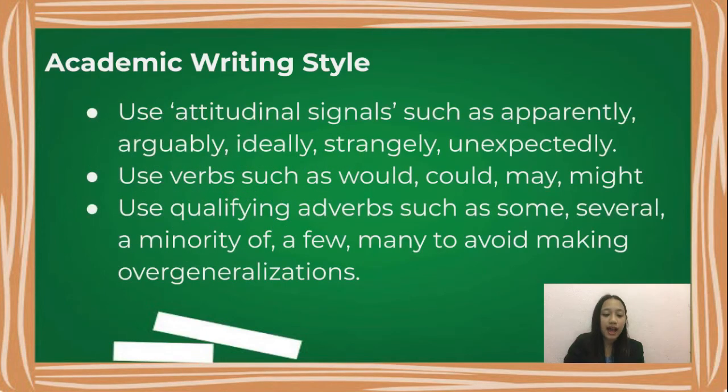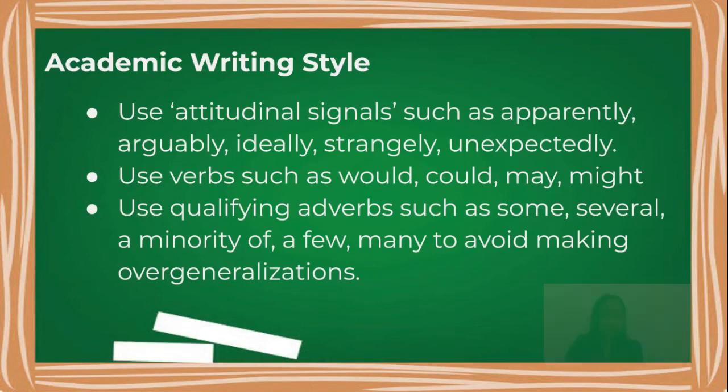Next, use attitudinal signals such as apparently, arguably, ideally, strangely, unexpectedly. So, using these hedging devices would actually hint your attitude towards your reader. So next, use verbs such as would, could, may, might, and use qualifying adverbs such as some, several, a minority of, a few, many to avoid making overgeneralizations.